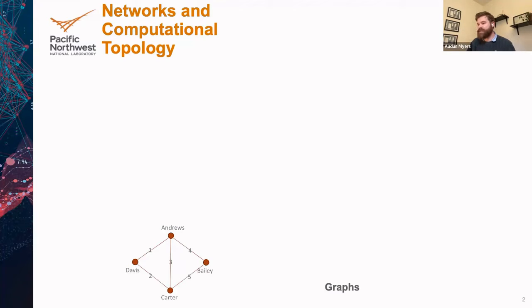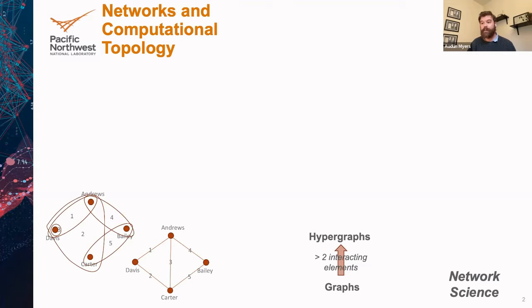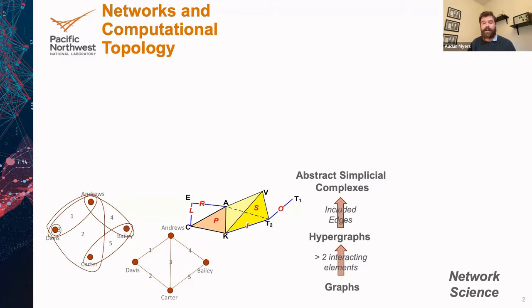To start, we have interest in graphs and network science, so just two-way connections between entities. All this falls under the field of network science. But then we want to go a little bit further and look at more than two-way interactions. These are known as hypergraphs. Here you can see you could have a three-way interaction, or a hyperedge that's just a single node. Another way of representing these multi-way interactions is through abstract simplicial complexes, where we include the support edges, and this all falls under the field of hypernetwork science.